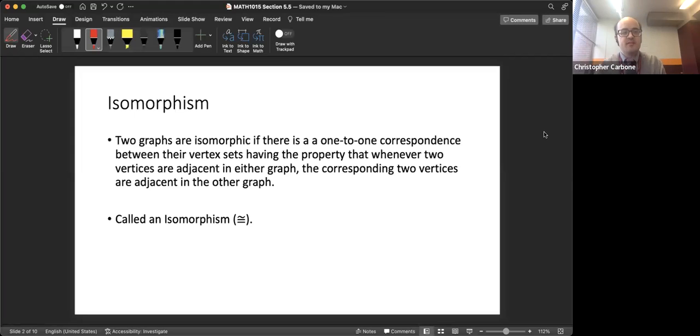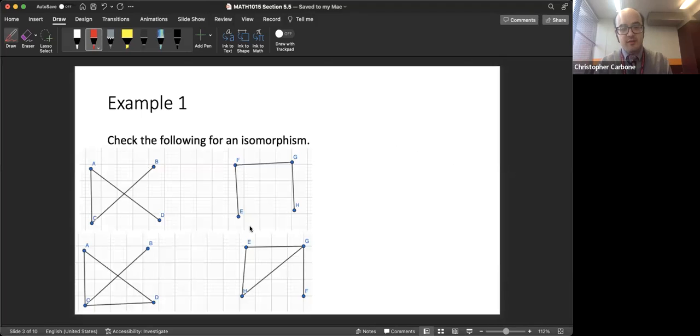So in isomorphism, this is where two graphs are isomorphic if there is a one-to-one correspondence between the vertex sets having the property that whenever two vertices are adjacent in one graph, the corresponding two vertices are adjacent in the other graph. And it's called an isomorphism. The way to denote two graphs being isomorphic is by this particular symbol I have here in black.